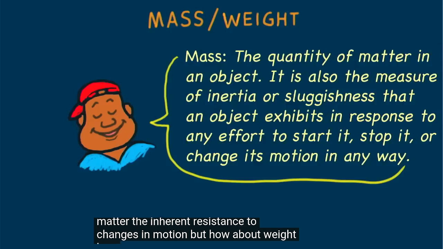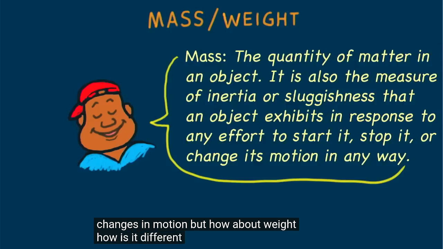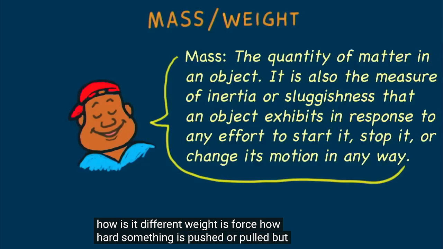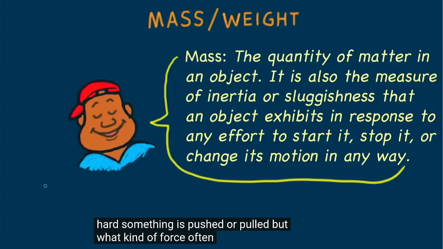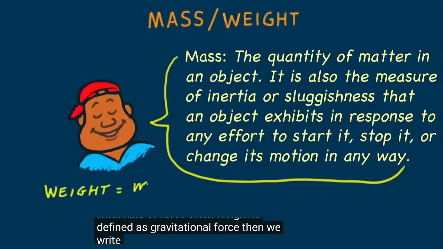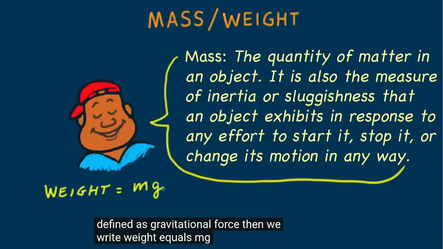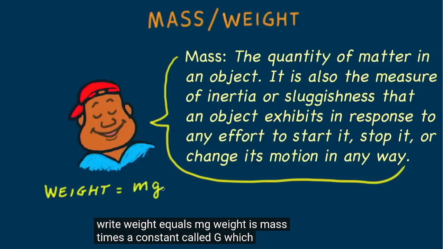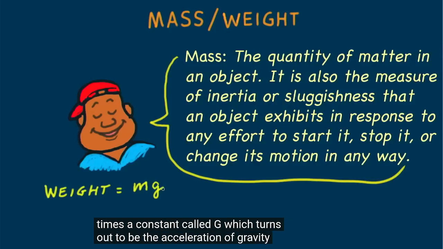But how about weight? How is it different? Weight is force, how hard something is pushed or pulled. But what kind of force? Often weight is defined as gravitational force. Then we write weight equals mg. Weight is mass times a constant called g, which turns out to be the acceleration of gravity.